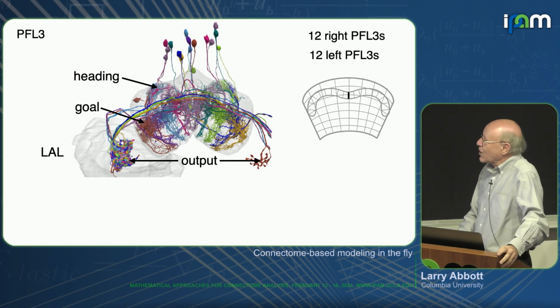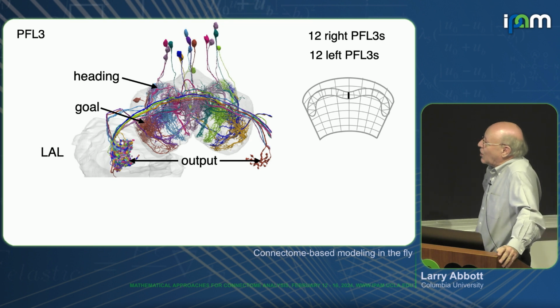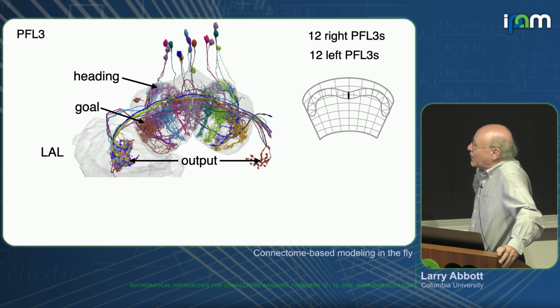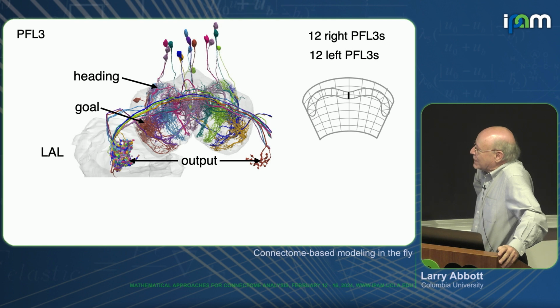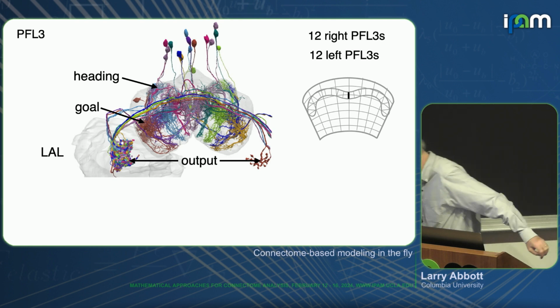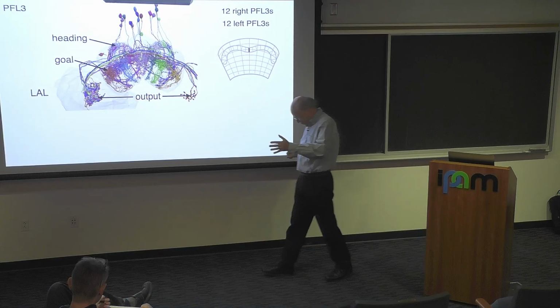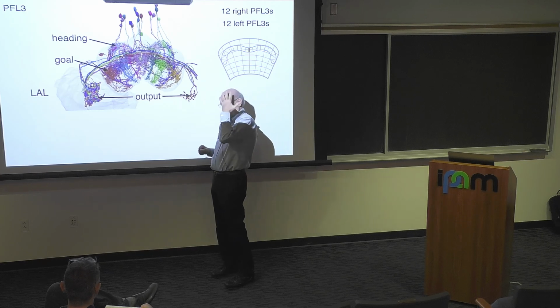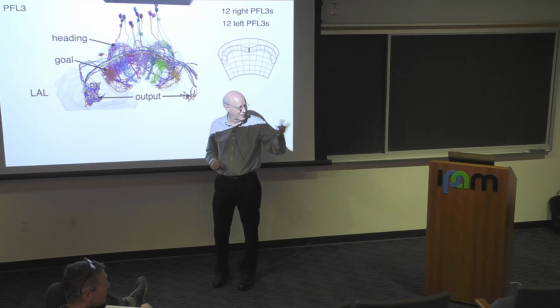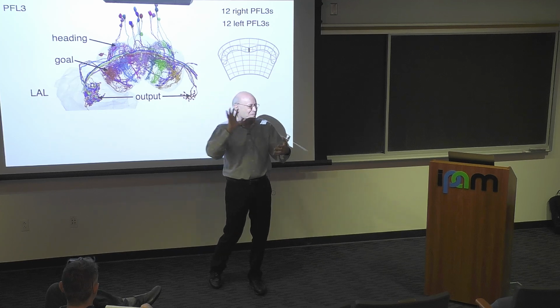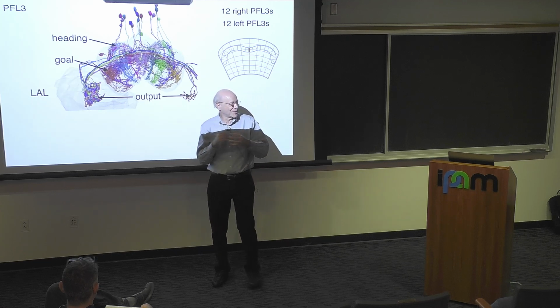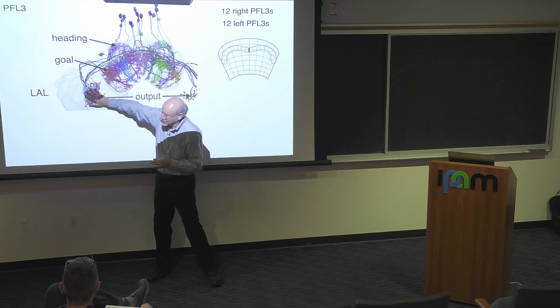Okay. There are 12 of these guys on the right side, 12 of them on the left side. Because Vivek, you made everything from the front of the fly. Where is Vivek? And we do everything from the back of the fly, thereby ruining my life. But anyway, this is the right.